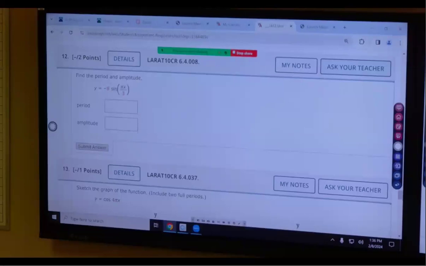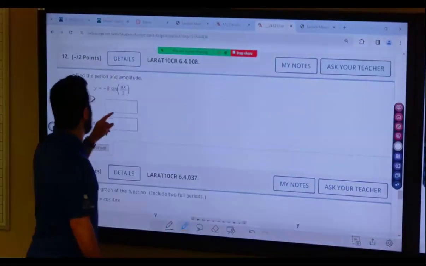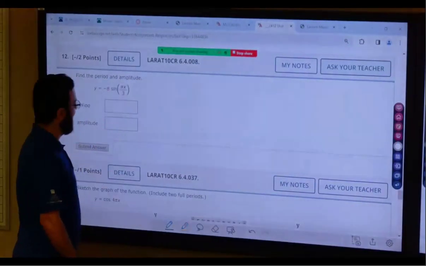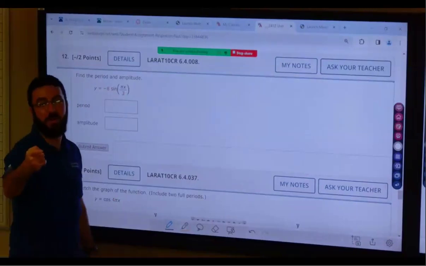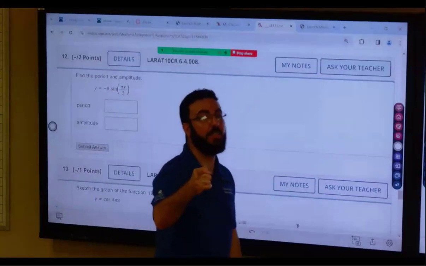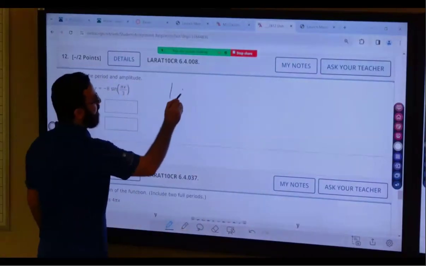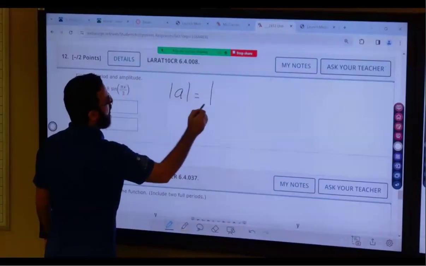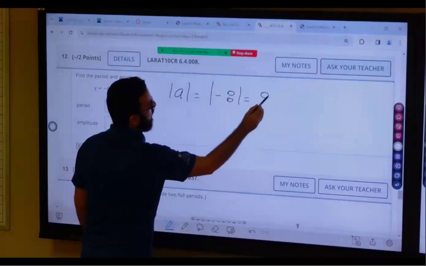How are we going to find the amplitude? It's A, so the negative whole 3. Now it's the absolute value of A. Absolute value of -8 is 8.